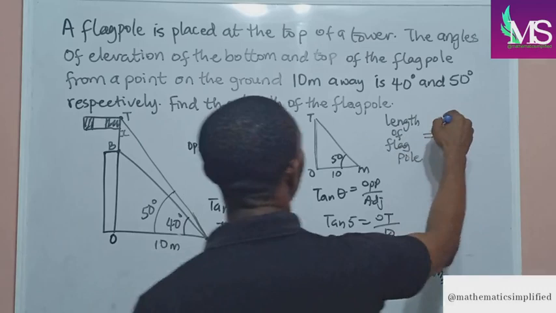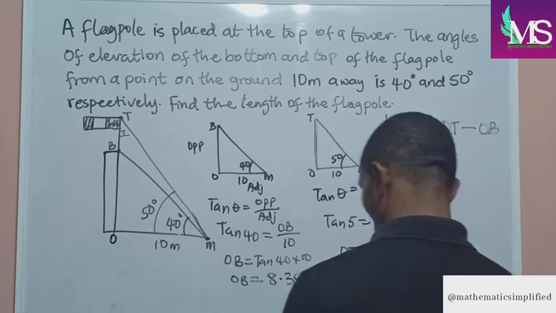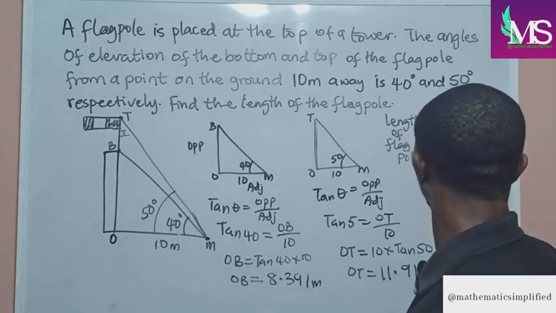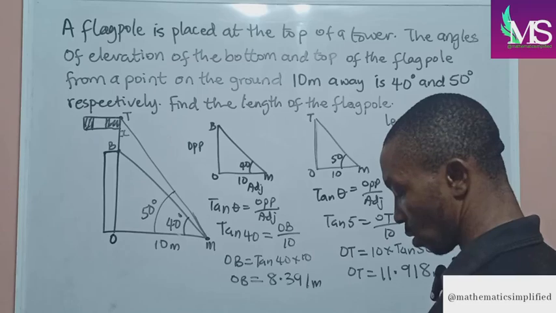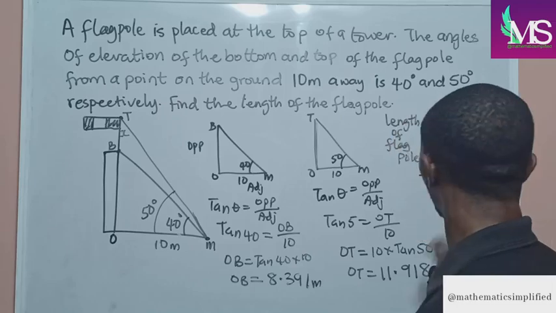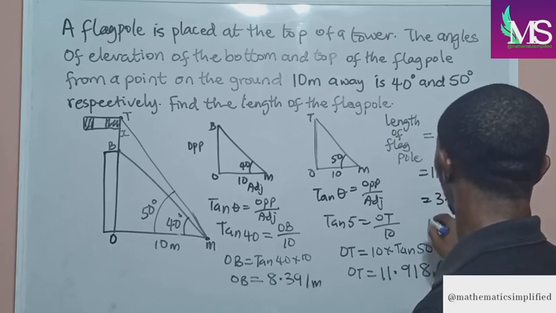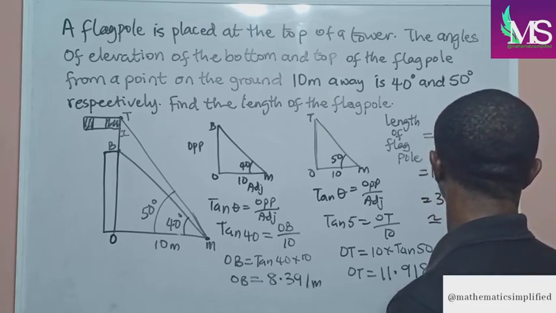We are having it as OT minus OB, where our OT will give us 11.918. So this becomes 11.918 minus 8.391, which gives us 3.527 meters. So to the nearest one decimal place, it will become 3.5 meters.